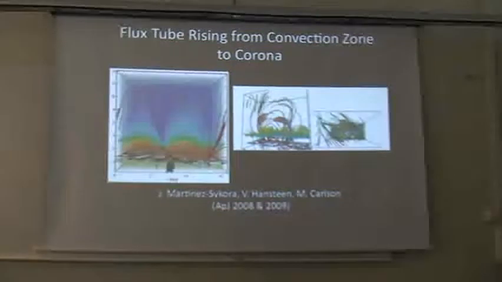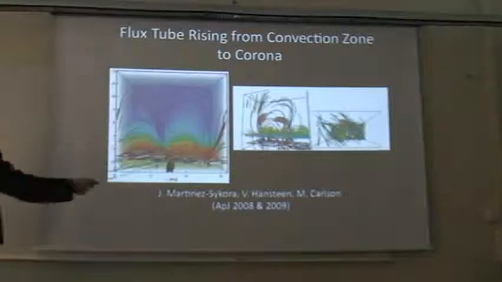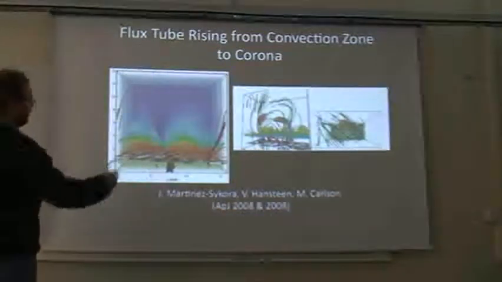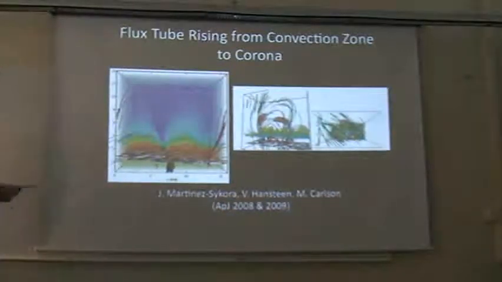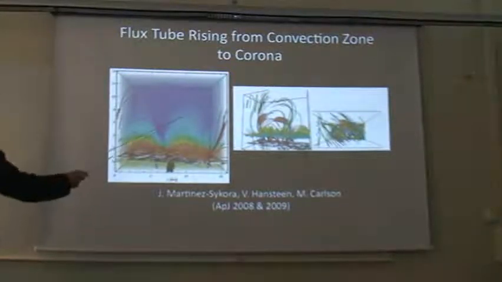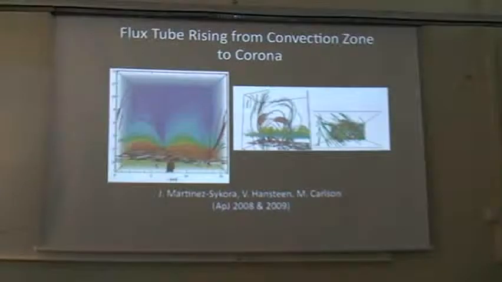What are you plotting there? What are you showing there? So this is the magnetic field lines. This is the red curves here, magnetic field lines, which is the initial magnetic field. Here you have temperature, and here you also see some slices of temperature in the photosphere.